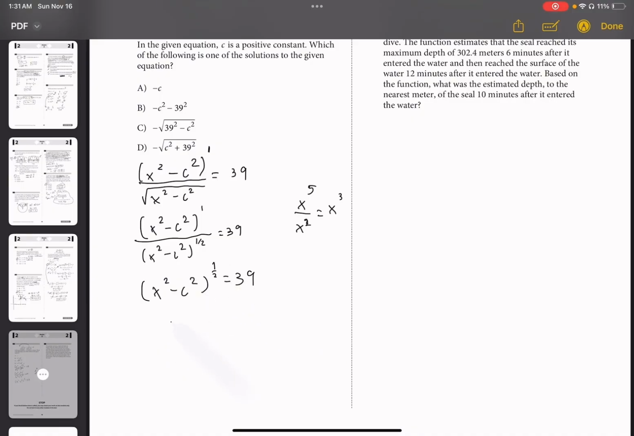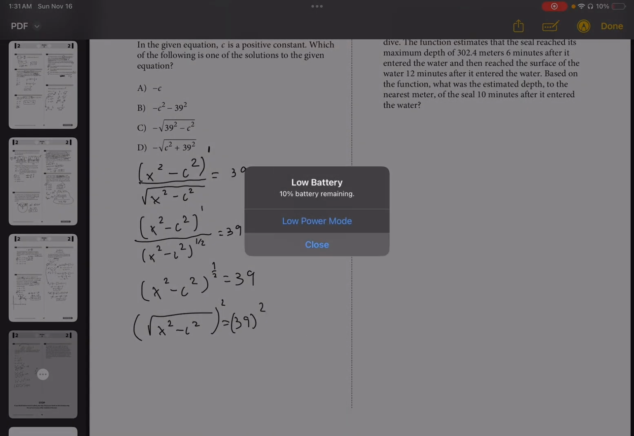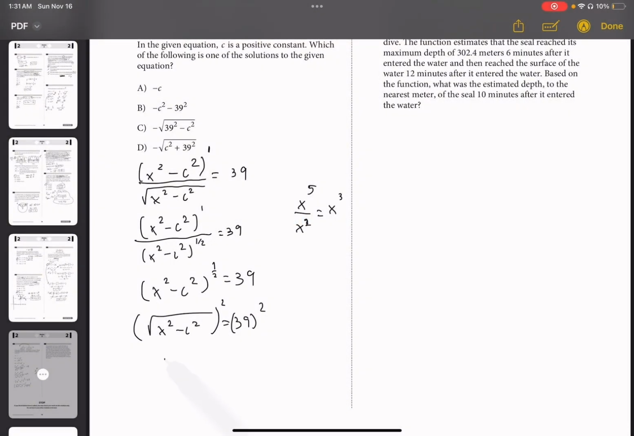And we know that if we write that in this form, it will be the same. Now we square both sides, and we get x squared minus c squared is equal to 39 squared, which is 1,521.